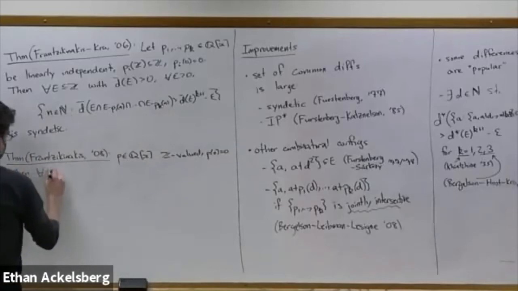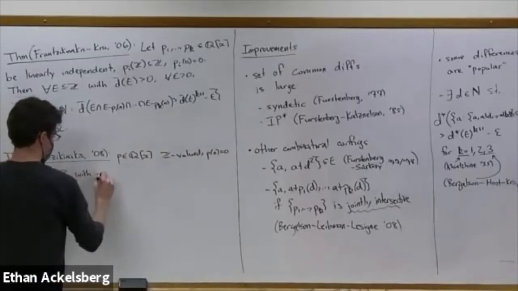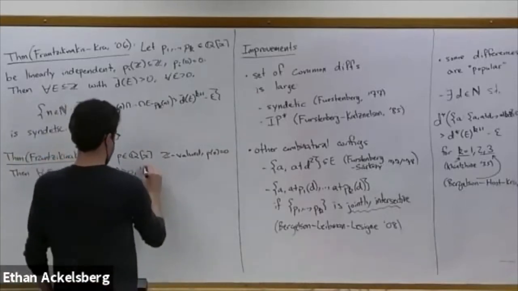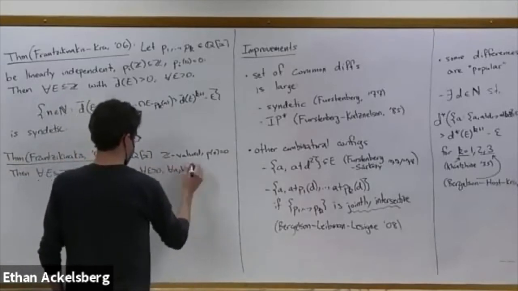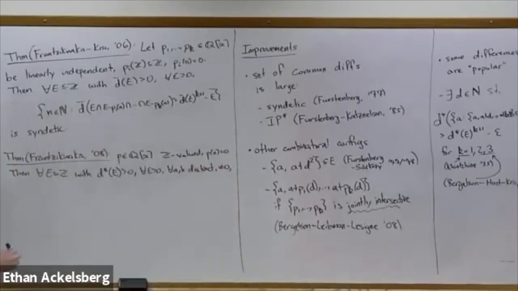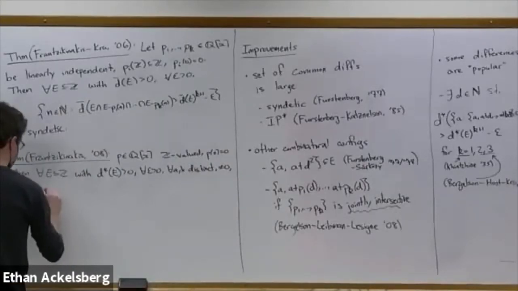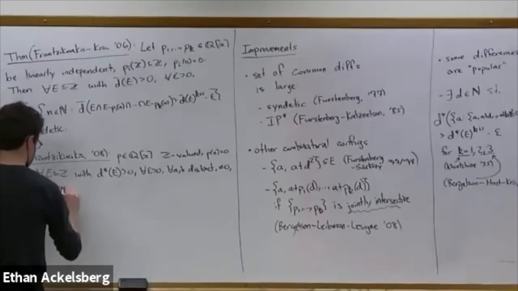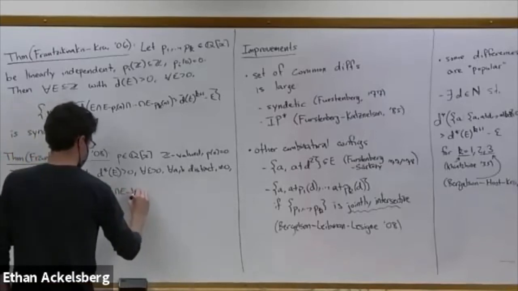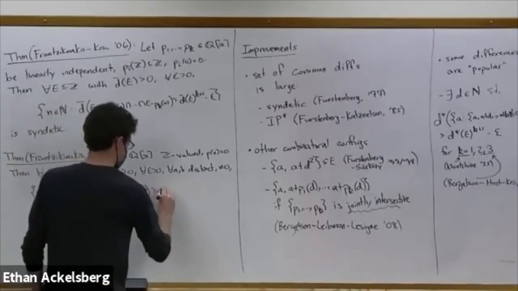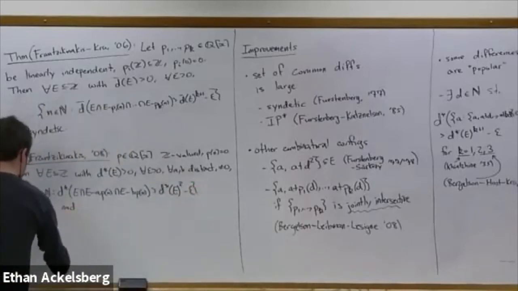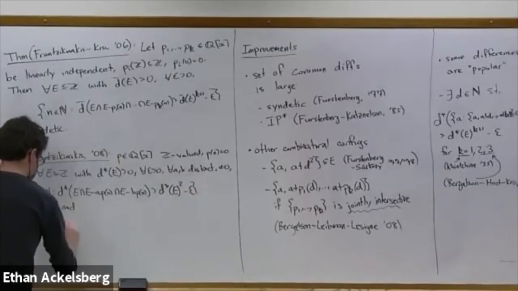So for any set with positive upper Banach density, for any epsilon, and for any a, b that are distinct and non-zero, we can get a popular difference theorem. D star, this set and a set for length 4 will be synthetic.